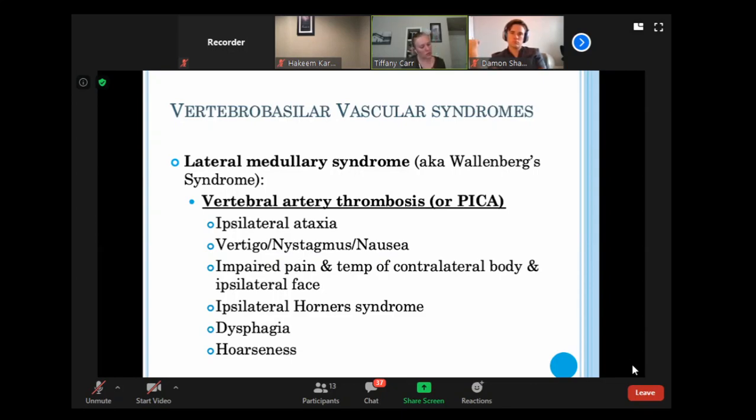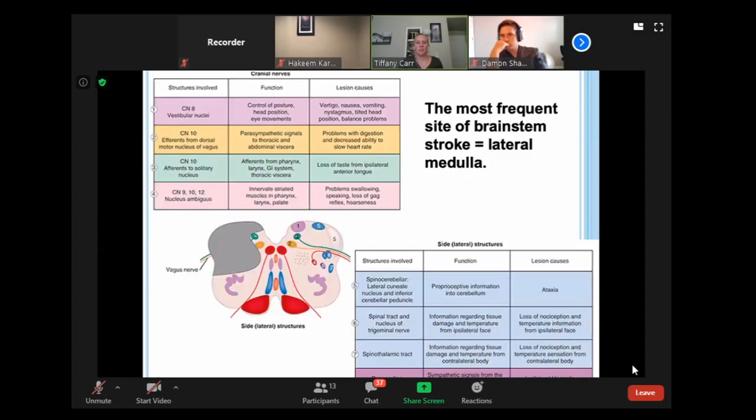Horner syndrome results in a decrease in pupil size, a drooping eyelid, and decreased sweating on the affected side of your face. He did say that in the book there's a really good picture for these, and it's talking about these charts here. It's on page 367. So the most frequent site of brainstem stroke is the lateral medulla, and this is going to line out what all would be affected with that kind of stroke.